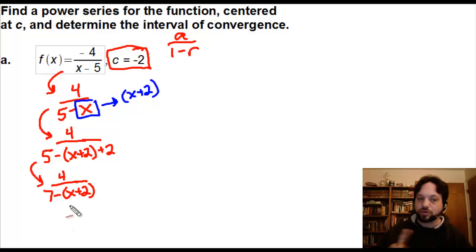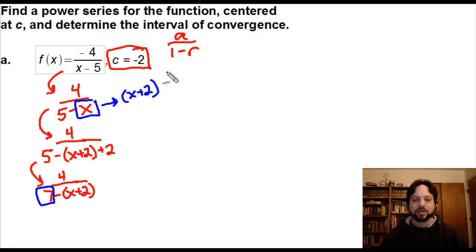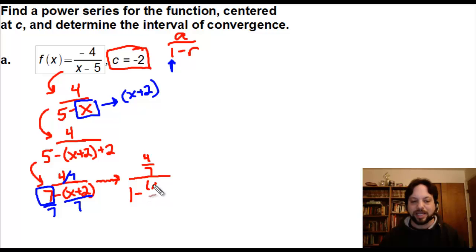So far, so good. The one thing I have left to do is turn this 7 into a 1. So what can I do to turn 7 into a 1? Well, hopefully you realize that all I really need to do is divide that by 7. But if I divide that by 7, I need to divide everything by 7. And so my final rational function is going to say, and this isn't going to be pretty, 4/7 divided by 1 minus the quantity (x plus 2) divided by 7.